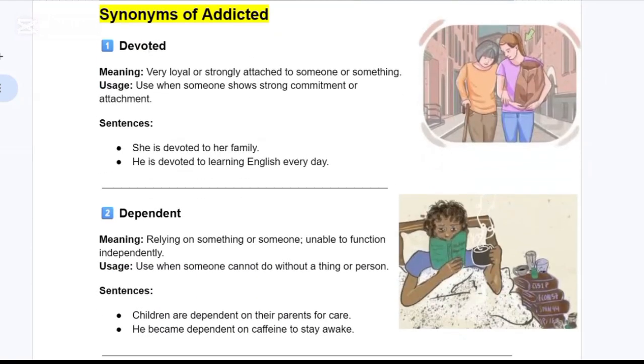Synonyms: devoted. Devoted is very loyal or strongly attached to someone or something. It is used when someone shows strong commitment or attachment to someone. She is devoted to her family. He is devoted to learning English every day.